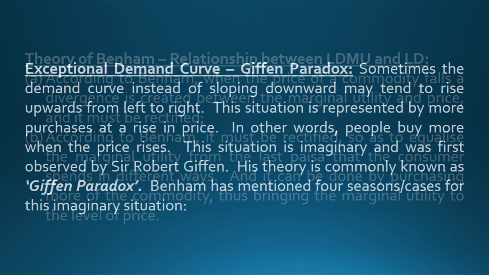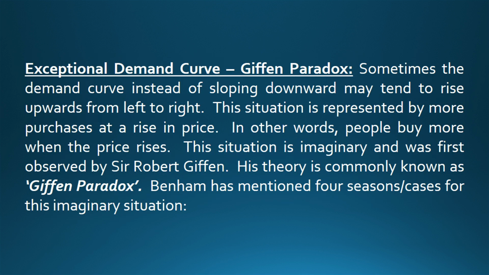price. Exceptional demand curve, Giffen Paradox. Sometimes the demand curve, instead of sloping downward, may tend to rise upwards from left to right. This situation is represented by more purchases at a rise in price. In other words, people buy more when the price rises. This situation is imaginary and was first observed by Sir Robert Giffen. His theory is commonly known as Giffen Paradox.